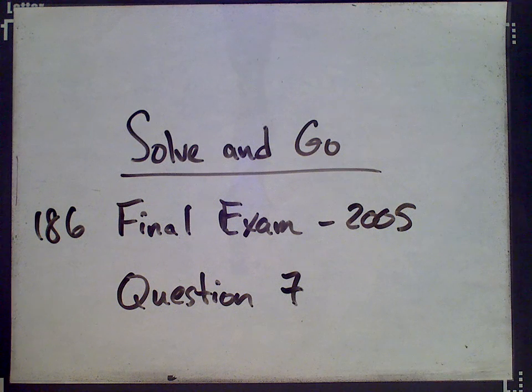from 2005. This is question number 7, which has a number of different parts. So it's A through F. Okay, so this will be a longer question.